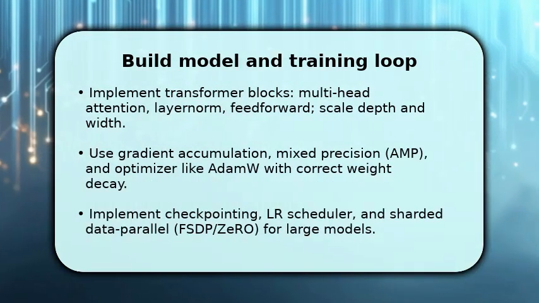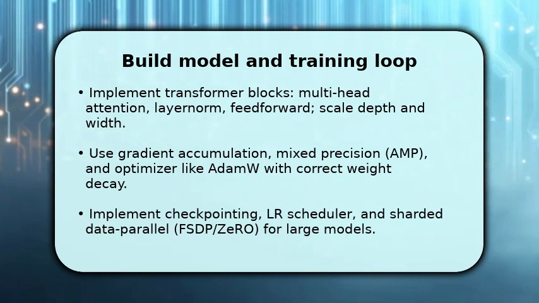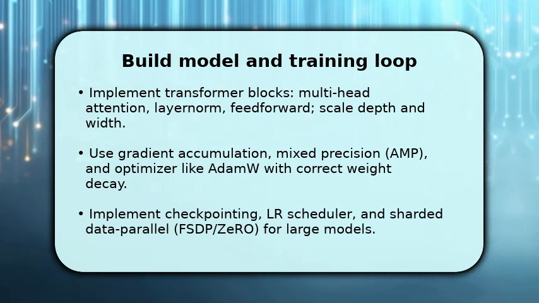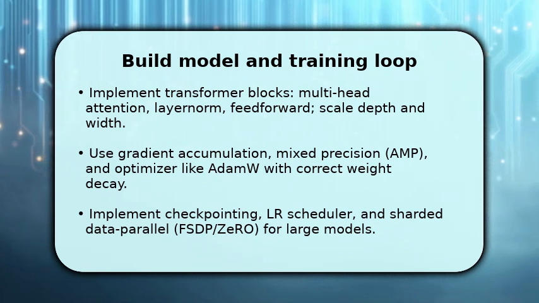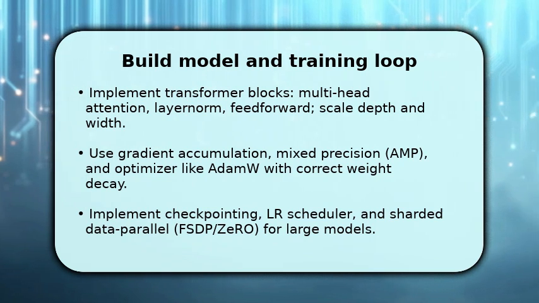Next, construct the model and training loop. This is where complexity lies. You implement transformer blocks, attention, layer normalization, and feed-forward layers, scaling depth and width to target size. Then integrate mixed precision training (AMP) and gradient accumulation so you can simulate large batches on limited GPUs.